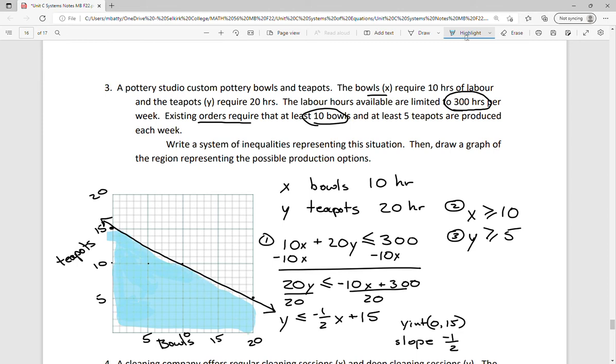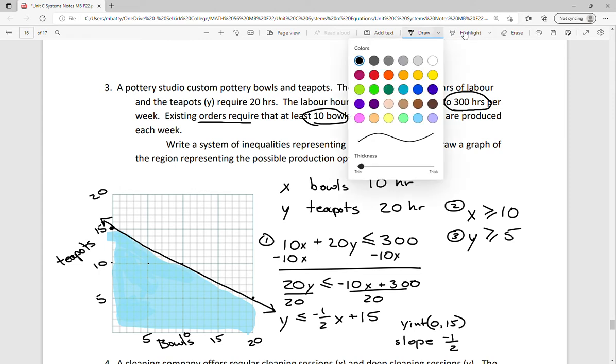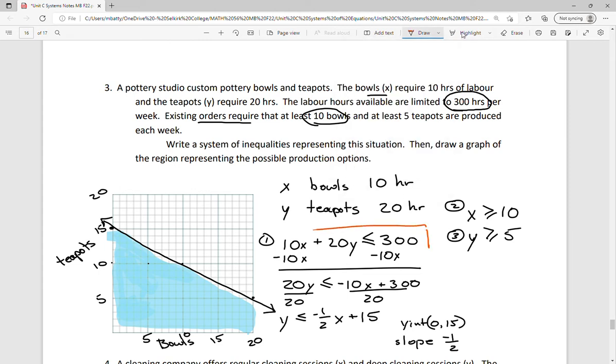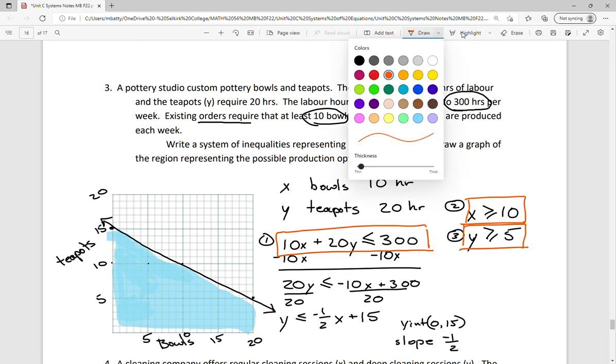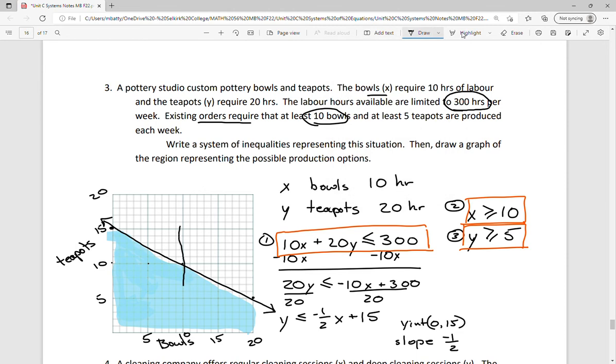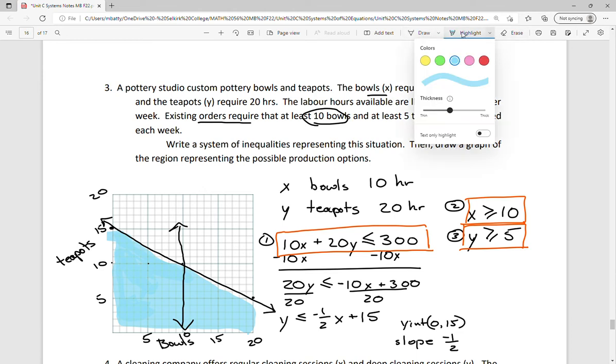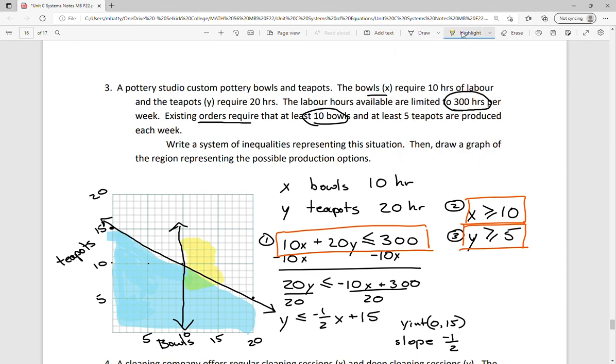Okay, so I've done the hard one here of my constraint, right? This original one here, that was the hard one to do. The other two constraints were the easier ones, right? So I'm going to have a line at x equaling 10. And what this is saying is the x values have to be greater. I can have more than 10 bowls, but I have to have at least 10 bowls. So I'm going to shade this side of that line, finishing up that second constraint.